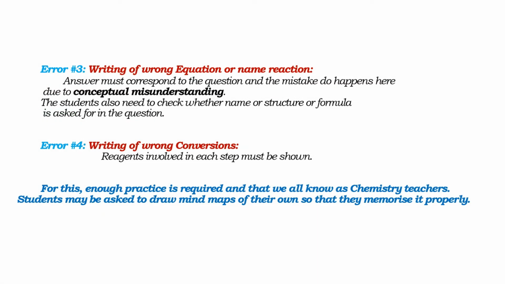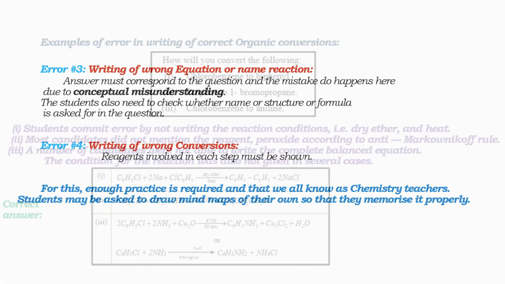Error number 3. Writing of wrong equation on name reaction. The answer must correspond to the question, and mistakes happen here due to conceptual misunderstanding. Students also need to check whether a name, structure or formula is asked for in the equation. Error number 4. Writing of wrong conversions. Reagents involved in each step must be shown. For this, enough practice is required, and as chemistry teachers we all know that students must be asked to draw mind maps of their own so that they memorize it properly.